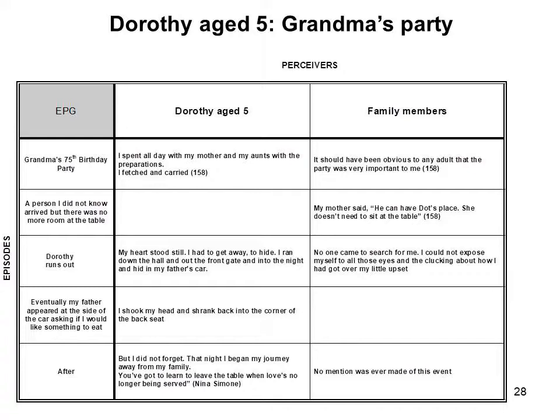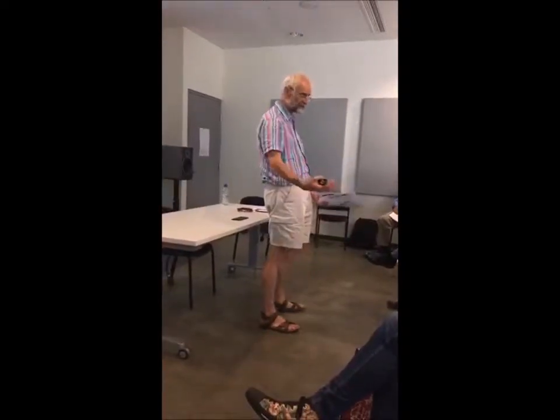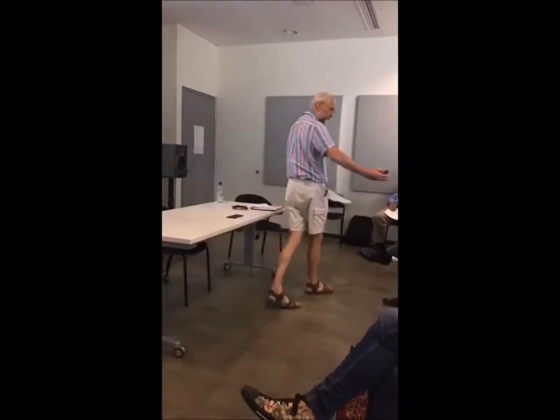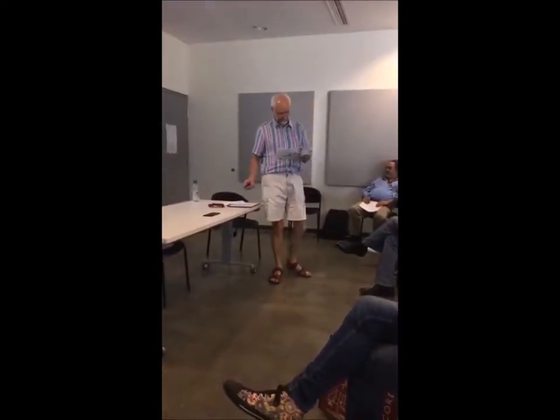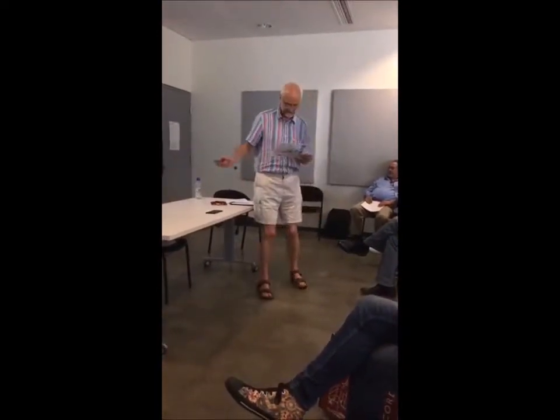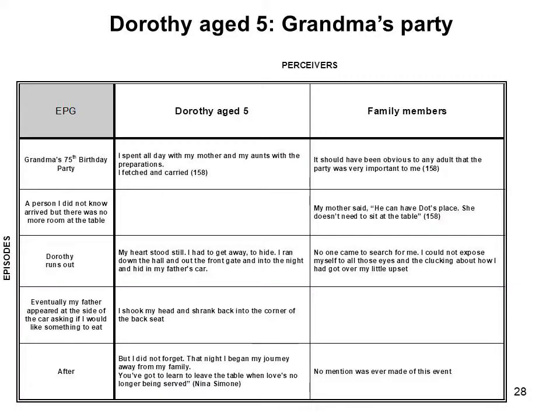So they sit down and eat, and a person that she doesn't know comes into the party to sit down, and there isn't a chair. And her mother says, he can have Dorothy's place. She doesn't need to sit at the table. So poor old Dorothy is sort of displaced from the dinner party.